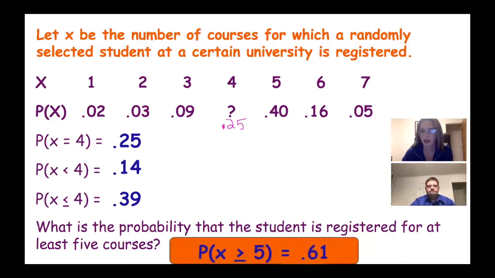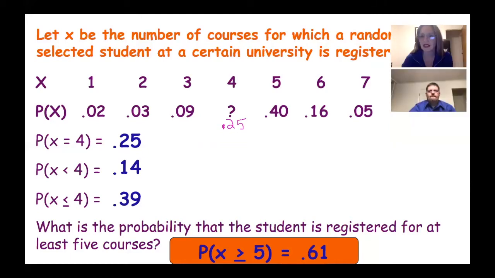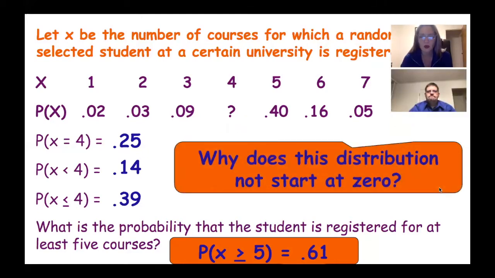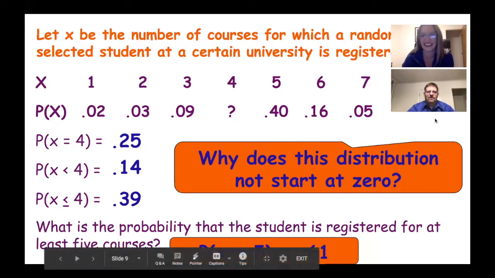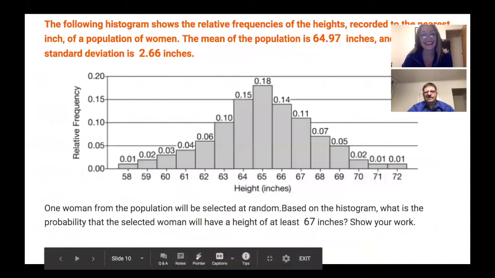And then just out of curiosity, because this is a little different, why does this distribution not include 0 like the other ones? Well, I mean, if you're taking 0 courses, you're really like not a student. You're just weird and hanging out on a college campus, and probably not.